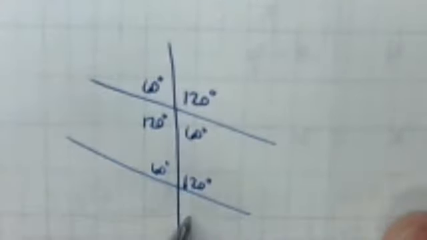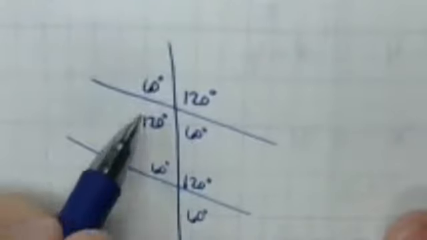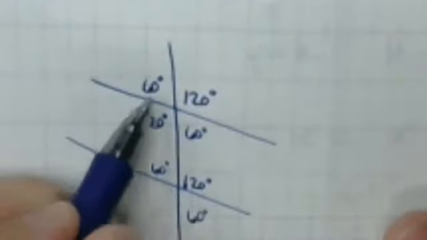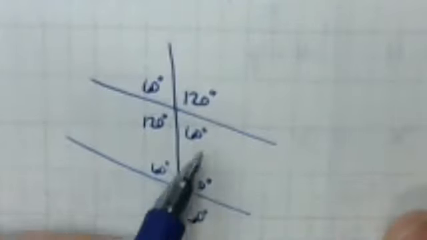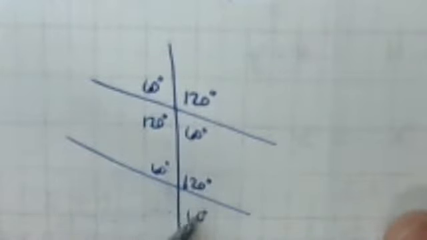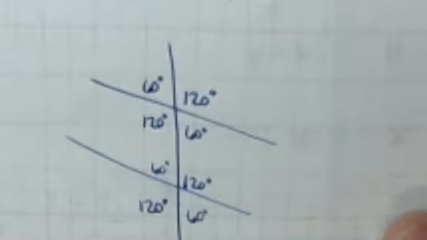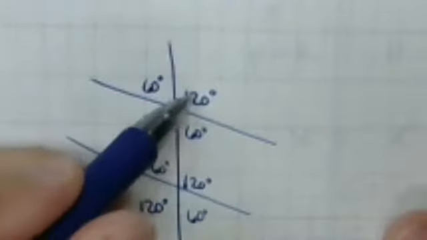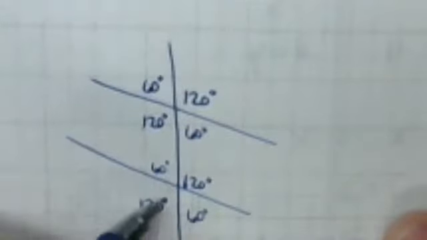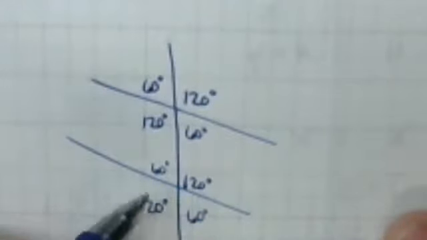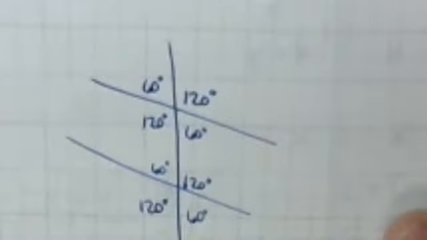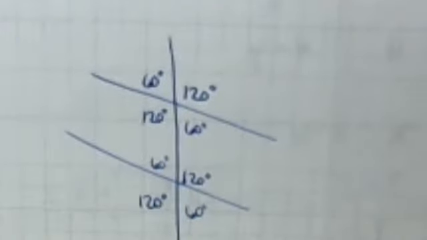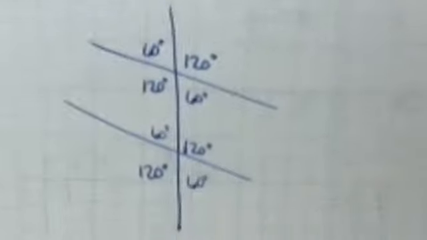And then finally, I know this angle is 60. I know it's alternate exterior with that one. I know it's vertical with this one, corresponds with that one, supplementary with that one. And then finally, this angle is 120 for the same type reasons. Corresponding here, alternate exterior there, vertical here, linear pair, linear pair. So that's kind of an idea of what we're doing today. Now let's take a look at a different one.